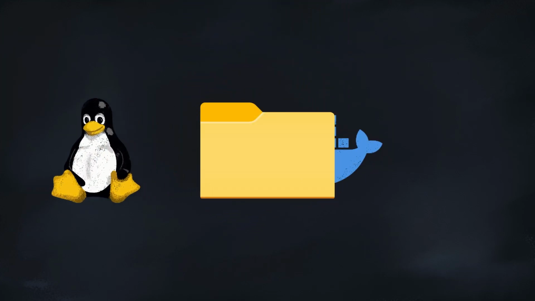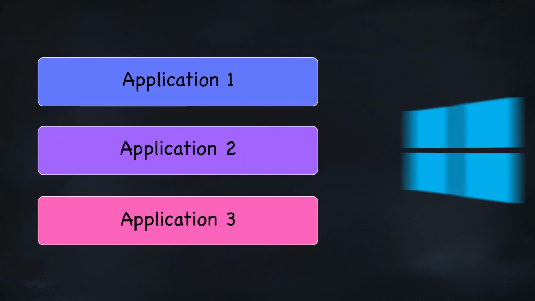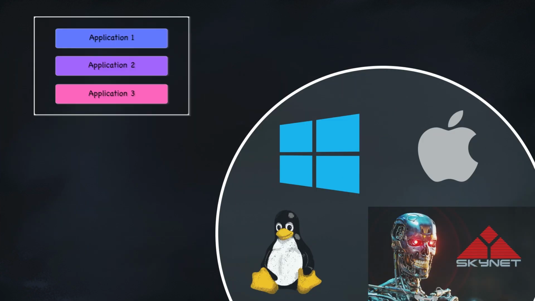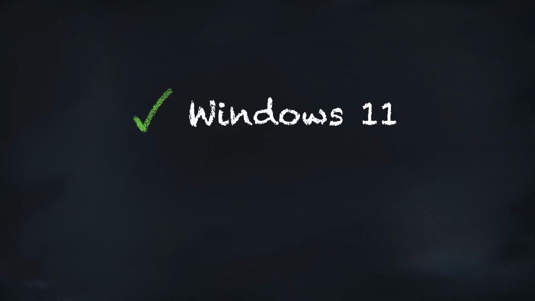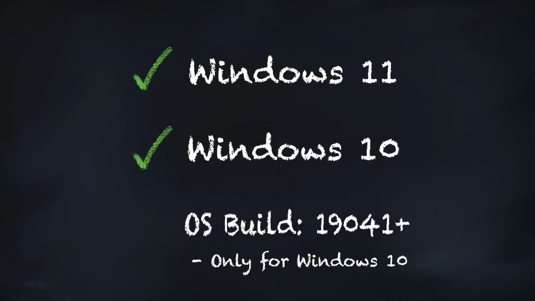In this short video, we're going to install WSL and Docker on Windows. That way we can containerize applications and run development environments without impacting our primary operating system. These steps work on Windows 11 and Windows 10 as long as you have build 19041 or higher.